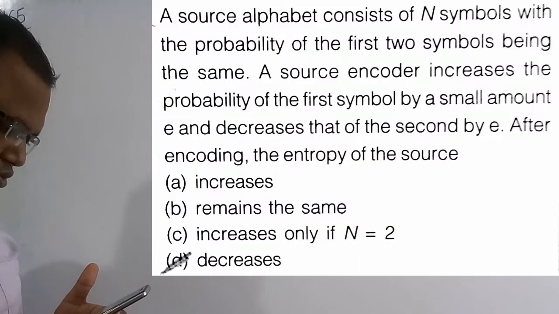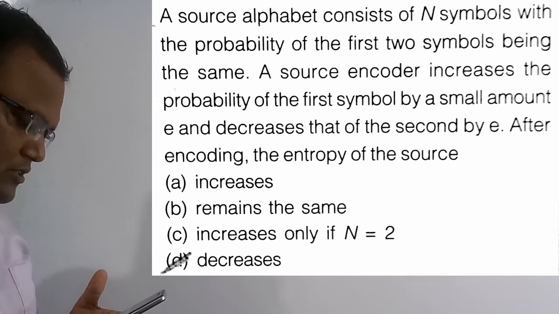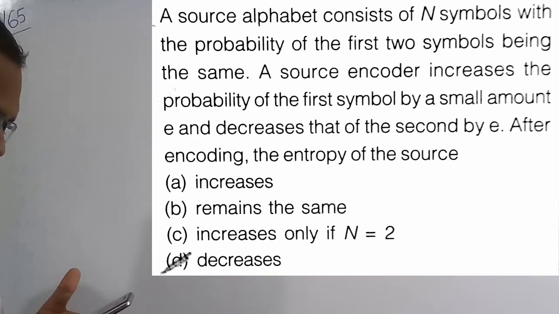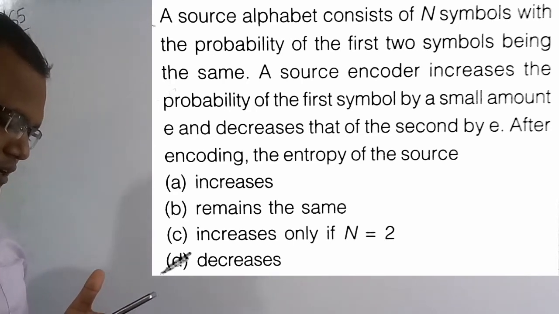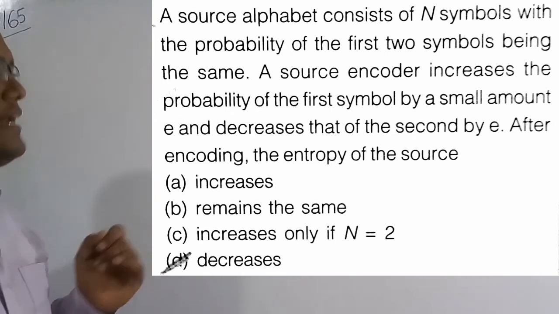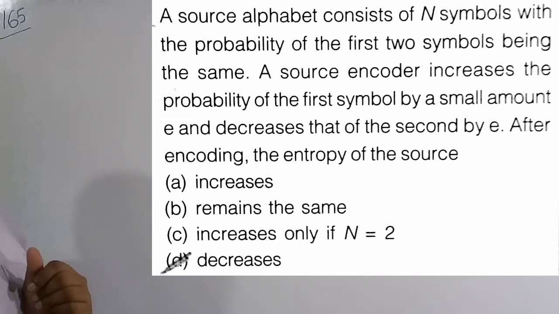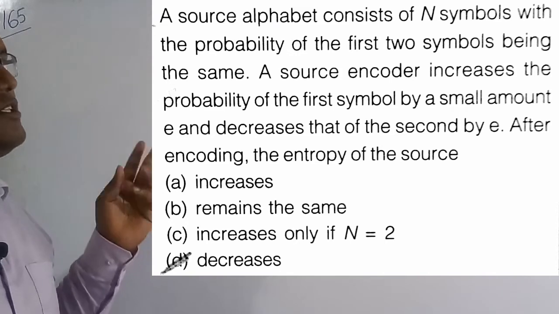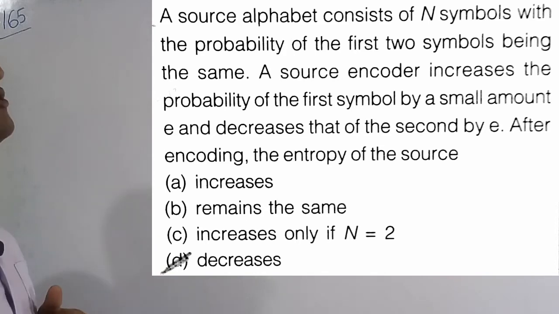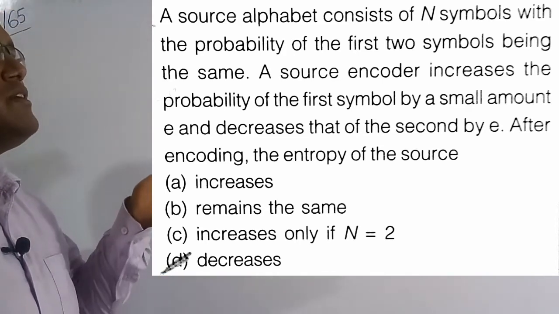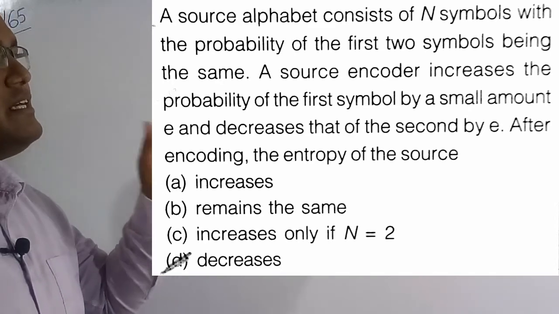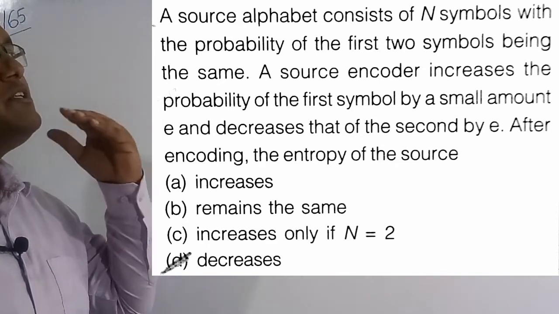See the question here. A source alphabet consists of n symbols with the probability of the first two symbols being the same. A source encoder increases the probability of the first symbol by a small amount E and decreases that of the second by E. So what is the entropy of the source after encoding? Basically there are n symbols, and out of these n symbols the probability of the first two symbols is the same in the first case. Then we are going to get some entropy. Then what they are going to do is increase the probability of the first symbol by a small quantity, let me assume its value is E, and in the same manner, by the same quantity, decrease the probability of the second symbol.